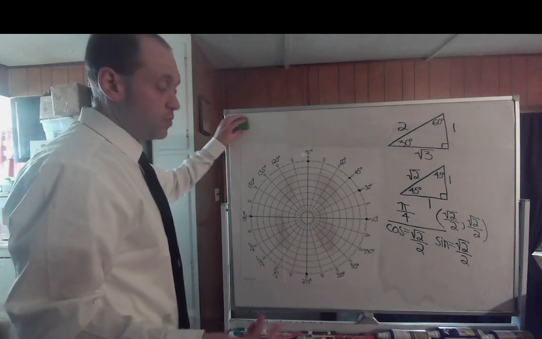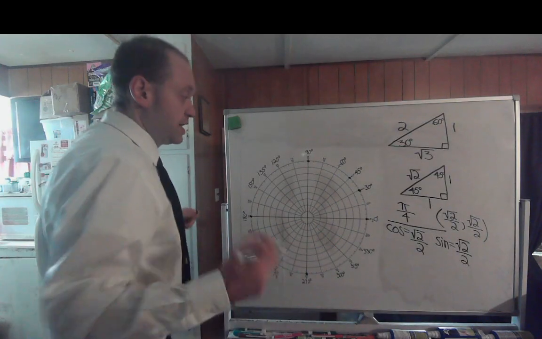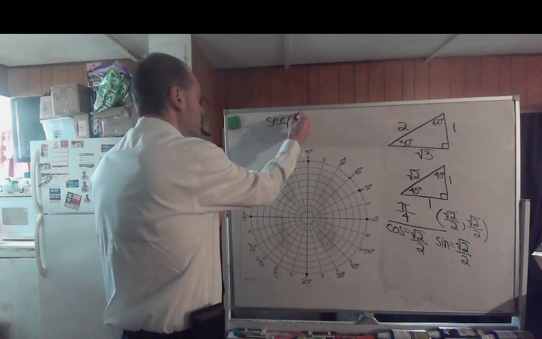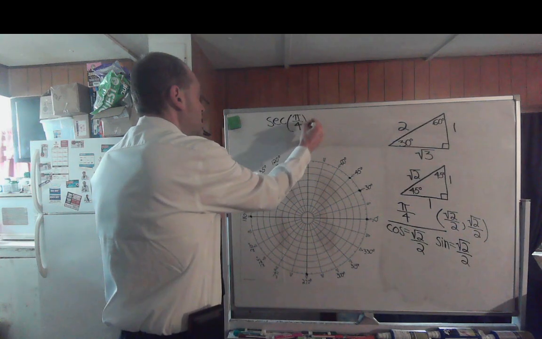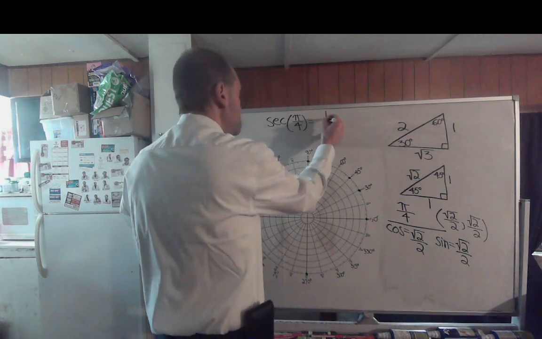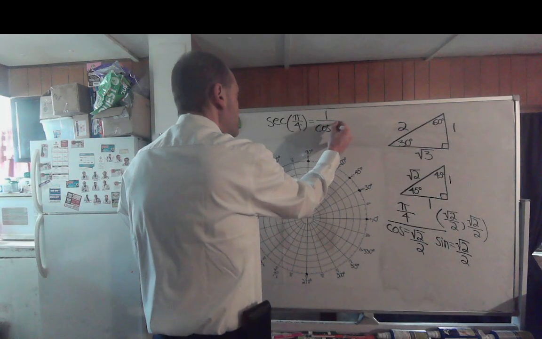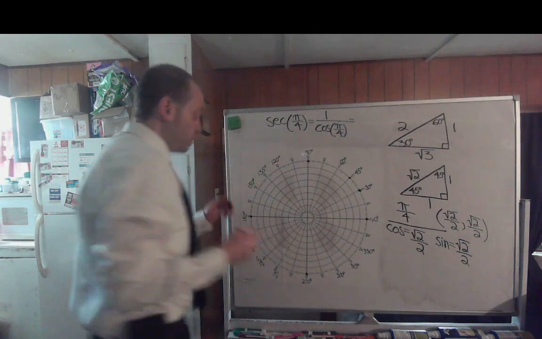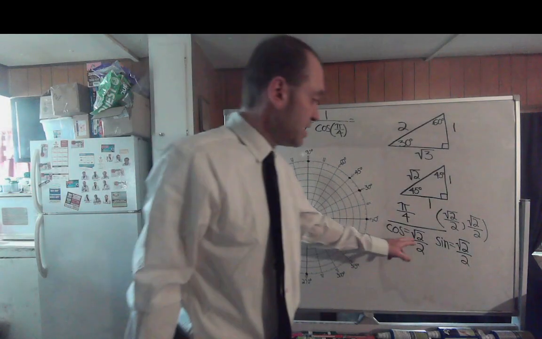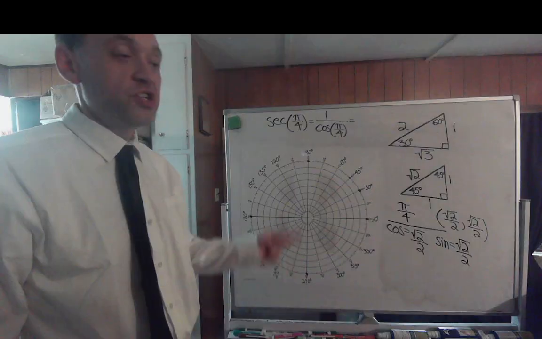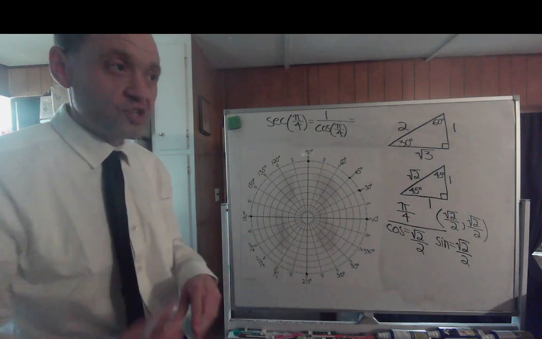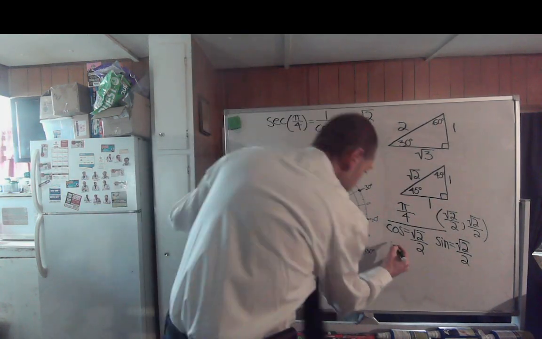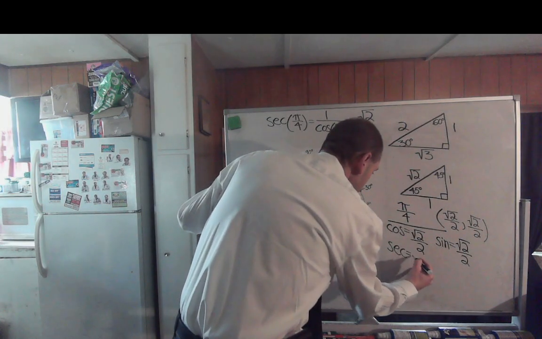From there, we can find the secant and cosecant. So the secant of pi over 4 is just going to end up equaling 1 divided by the cosine of pi over 4. Well, 1 divided by the square root of 2 over 2 turns into 2 divided by the square root of 2, which when you rationalize all that, you would just end up getting the square root of 2. So the secant of pi over 4 just turns into the square root of 2.